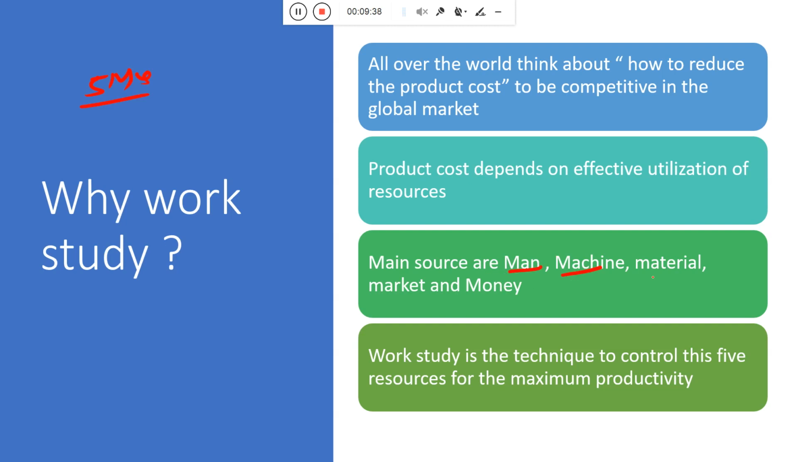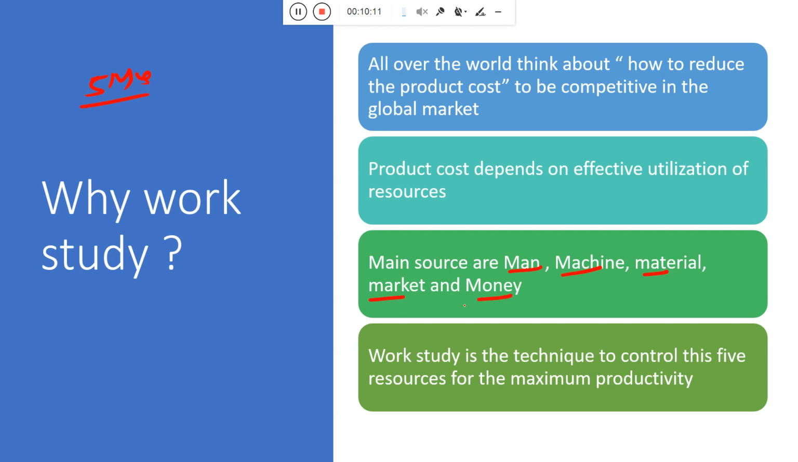So that is the machine. Next one is the material: are you utilizing the material in the proper way or not? If more waste is generated during the production process, during the manufacturing process, then you are not utilizing your material in a proper way, right? So you also need to keep in mind how you can utilize manpower, machine, material, existing market, and money in the maximum manner in my plant.